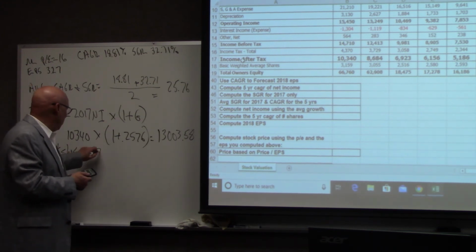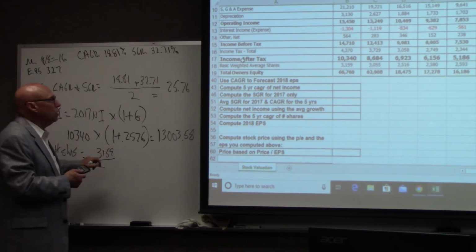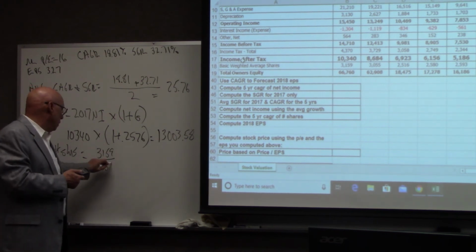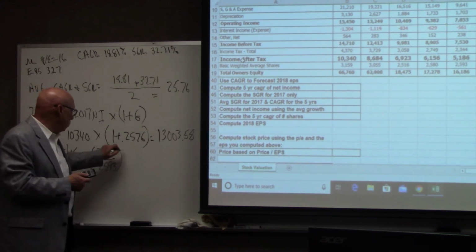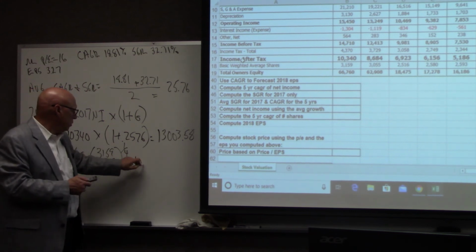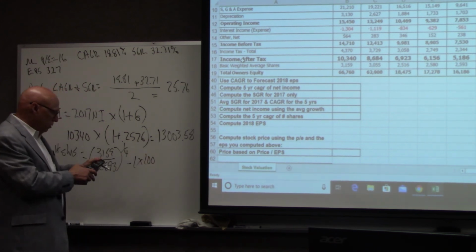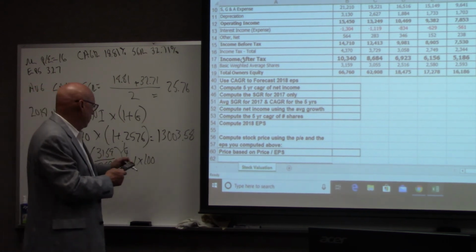Okay? Now, let's find the CAGR of the number of shares, because the number of shares have been changing. So, we have 3159 divided by 2593, raised to the 1 over 4 (5 years minus 1 is 4), minus 1, times 100. So we clear our calculators out, and we have 3159 divided by 2593 equals, y to the x, 4, 1 over x, so that's 0.25, equals, minus 1, times 100, and that's 5.06%.